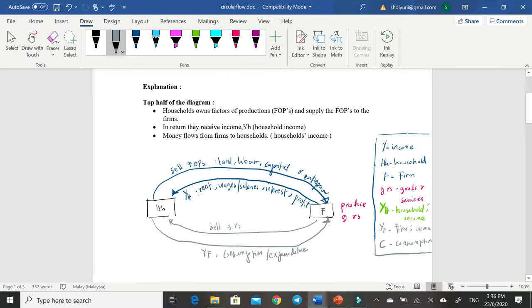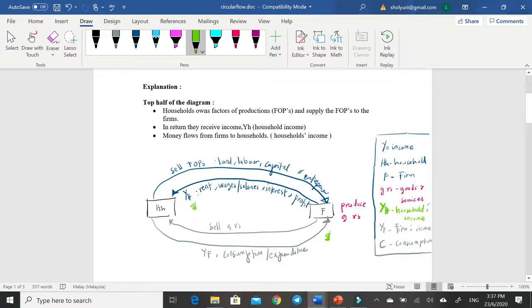Asalnya duit tu household dapat hasil jual the factors of production daripada firm kan. So duit tu daripada firm berpindah tangan kepada household. So money duduk kat sini sekejap. Now disebabkan household dah beli goods and services, dia kena bayar lah. Money yang sama akan kembali kepada firm. Dan proses tu akan keep repeating. Itu simple as that for two sectors.